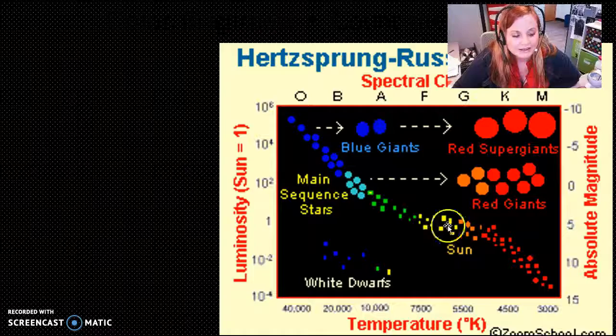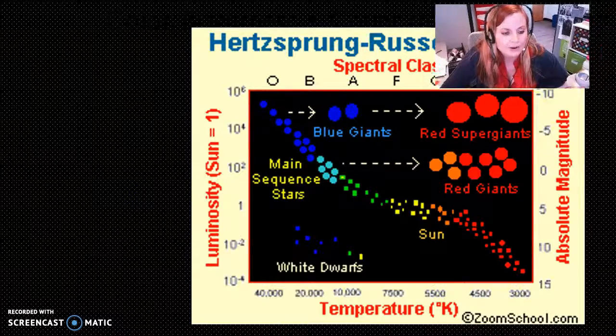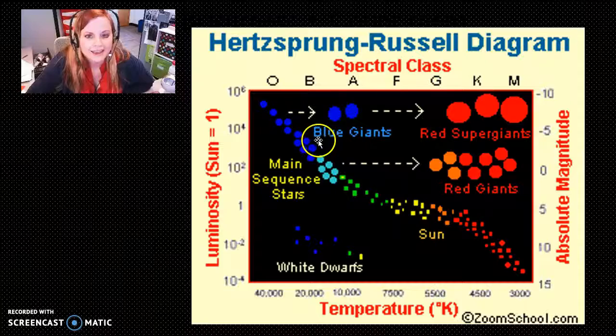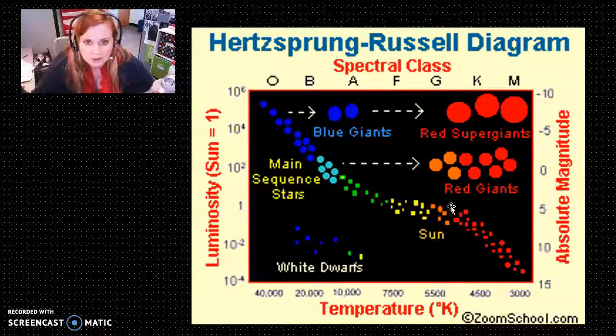Remember that any star that is found in this Hertzsprung-Russell diagram on this main sequence is a star that's in the prime of its life. So stars will fuse hydrogen to form helium and release energy in a process called nuclear fusion. And when it's doing that, it's just busy being a star. You know, it's not forming, it's not dying.